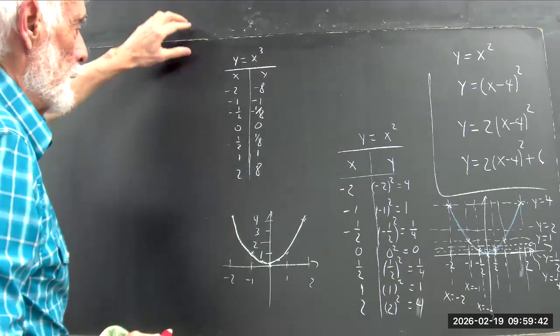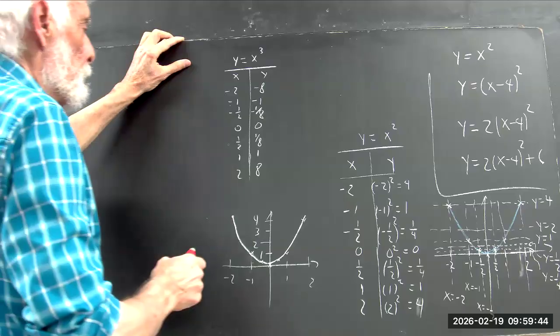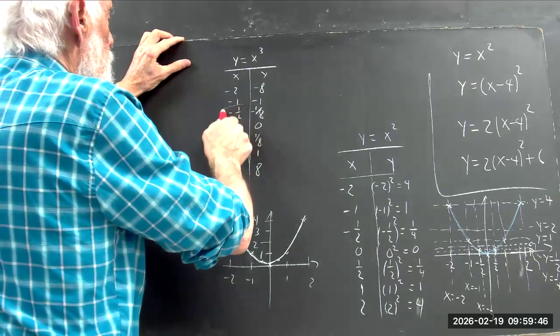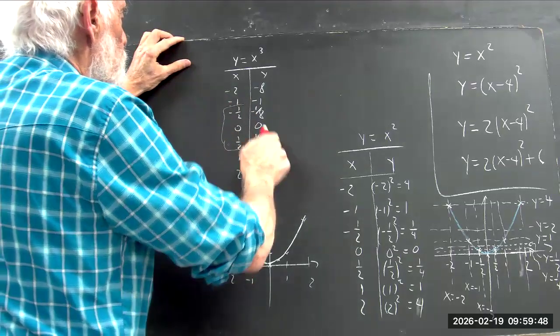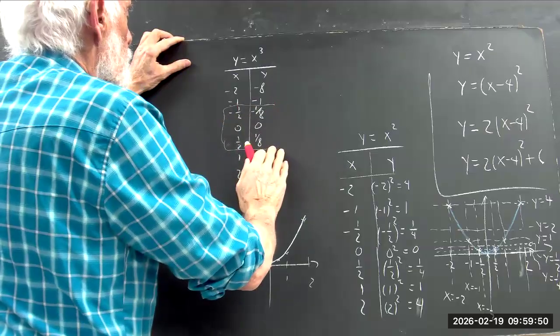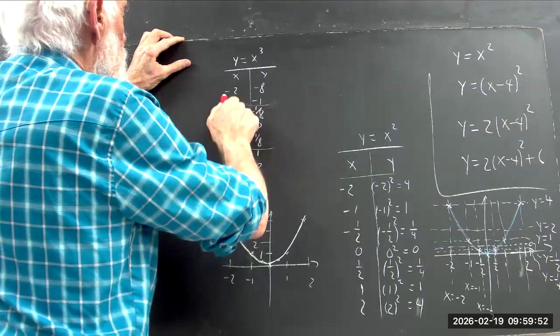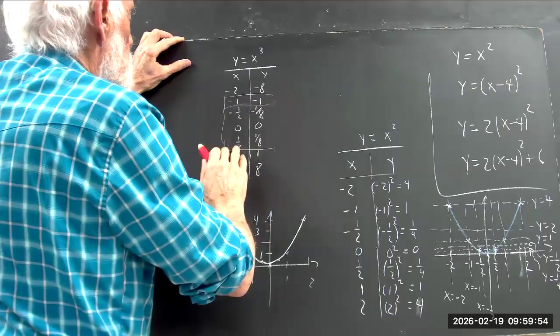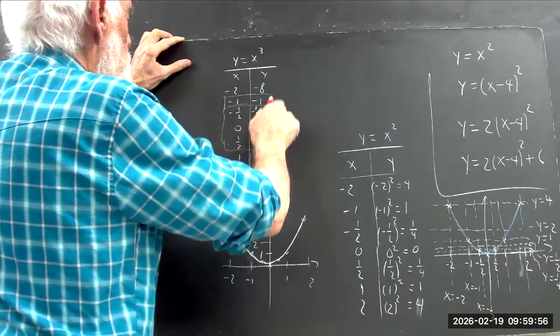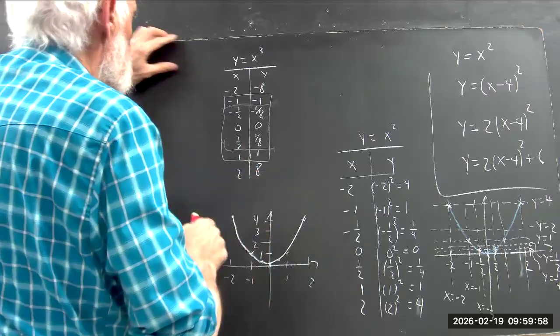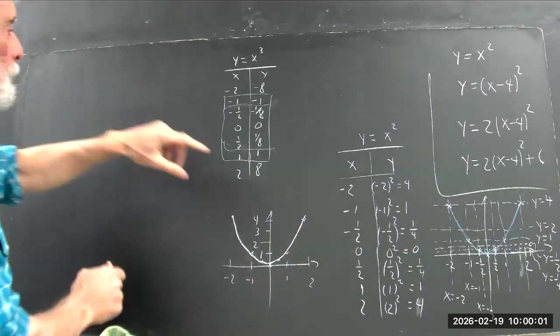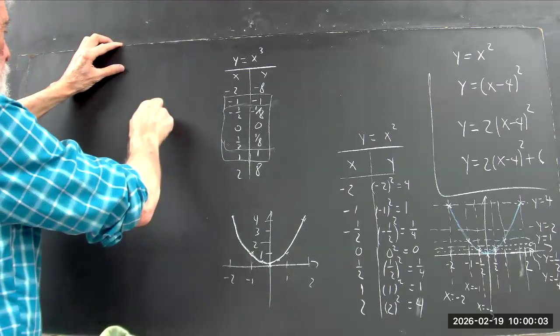Now, I want to look at just the part of the table, well, enough of it, between x equals negative 1 and 1. And I'm going to look at the graph between negative 1 and 1 before I look at anything else.